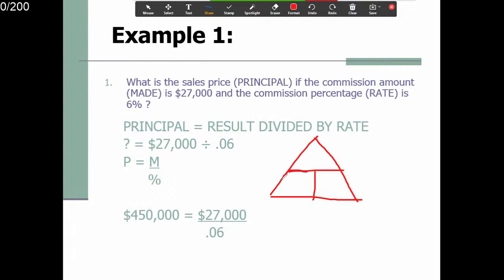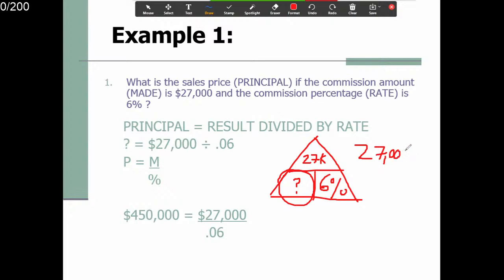They want to find out this, so you cover this up. What is this? If the commission amount made, I made $27,000, 27K, and the commission percentage is 6%. So what do I need to do? So you see, they are asking how much you sold the house for. You earned 27,000, and the commission is 6%.